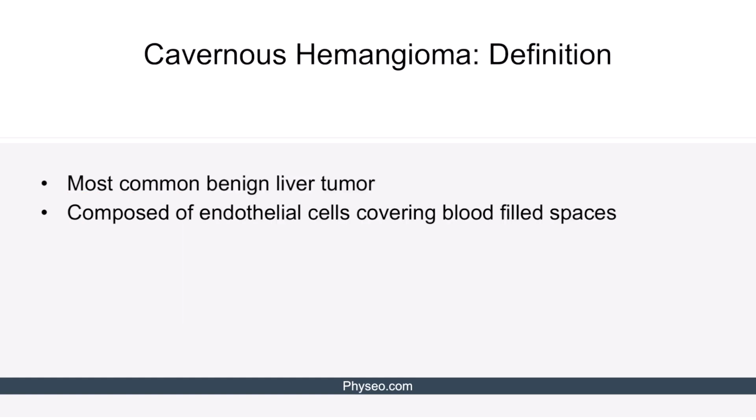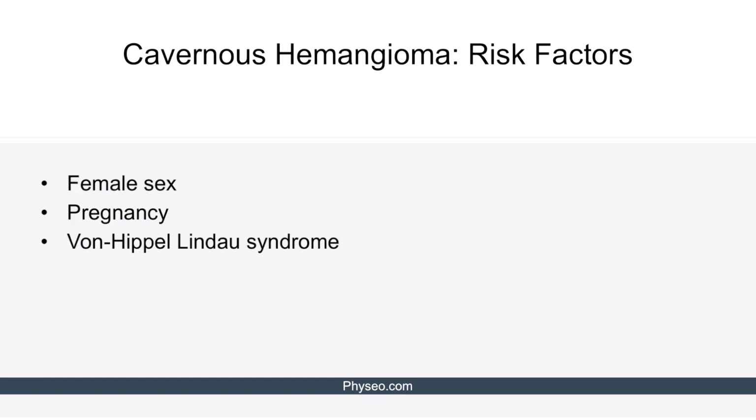A cavernous hemangioma is the most common benign tumor of the liver. It's composed of endothelial cells covering blood-filled spaces. Risk factors for cavernous hemangioma are related to high estrogen states. This is because estrogen can cause proliferation of hepatic vessels.